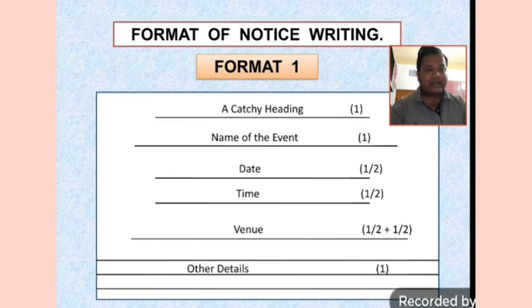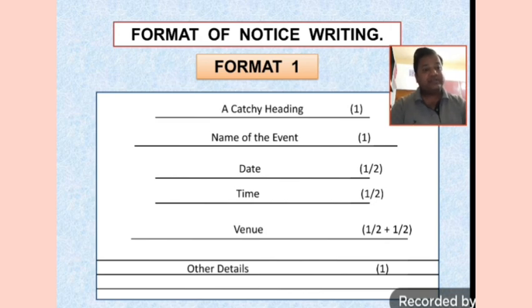Then you leave one line, come to the next line. Again in the center, you write the name of the event. Suppose you are writing inter-house cultural competition. This is the name of the event. Now that name of the event will carry 1 mark. Then again leave one line, come to the next line, mention the date. The date carries half a mark. Then leave one line, come to the next line, mention the time. That also carries half a mark. Then leave one line, come to the next line, mention the venue.